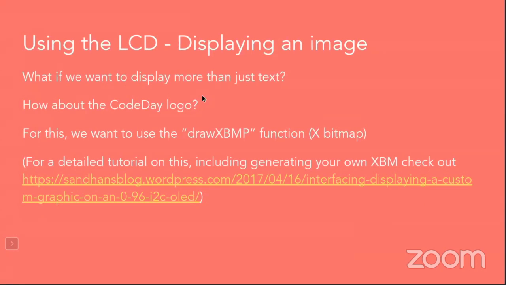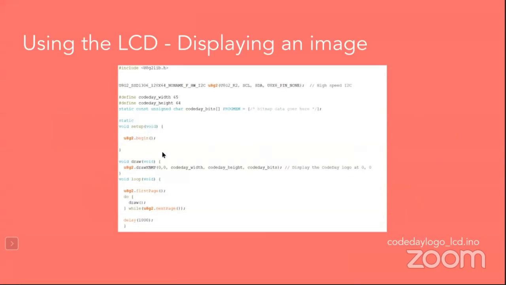But other than just displaying text, we can also display bitmaps using the draw XBMP function. The process of creating them is a bit involved for this workshop, but if you want to, you can go here to look at the process. And from here, what we do is we use the same stuff we've used before. We have this bit here.